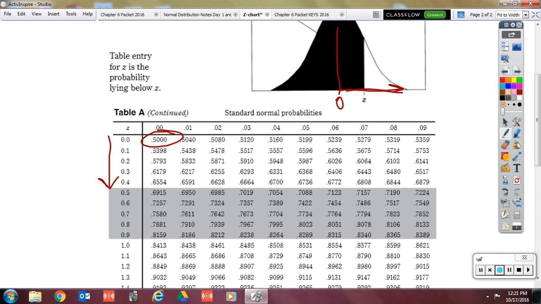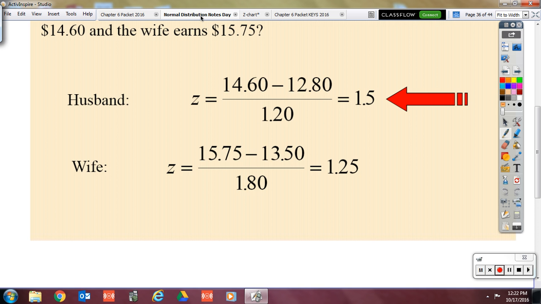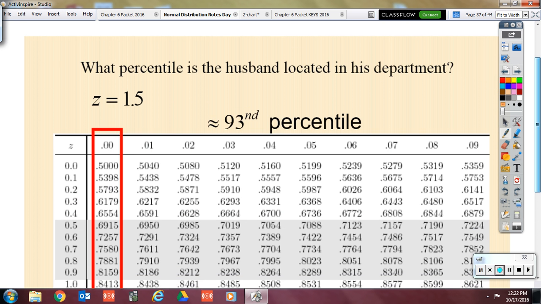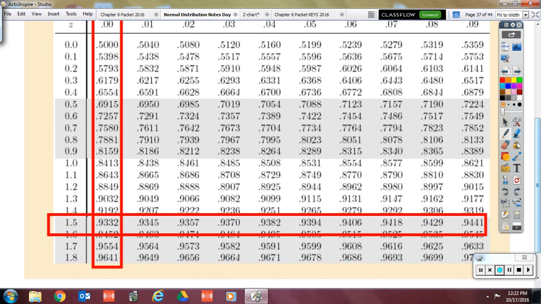Okay. Let's go with that problem about the husband. Let's see what percentage of people in his department he's got a higher salary than. So we're going to find what z-score? 1.5, and it is a 0, so 1.50 is our hundredths place. So a z-score of 1.50 has an area of 0.9332. I actually have that on a slide on your page. You can see at the intersection of 1.5 and 0 is this number.